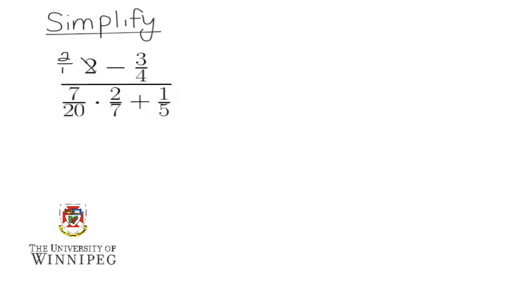What we now require in our numerator in order to perform that subtraction is a common denominator, and that common denominator is going to be 4. 3 over 4 already has the denominator of 4, so all we have to do is change 2 over 1. And we can do that by multiplying both the numerator and the denominator by 4. 1 by 4 gives us 4, and 2 by 4 gives us 8.